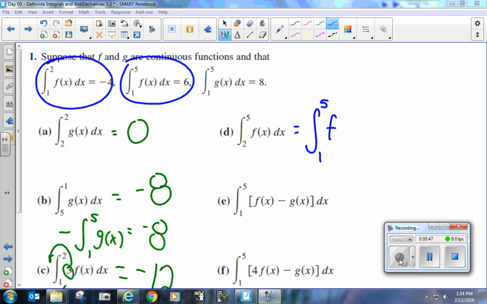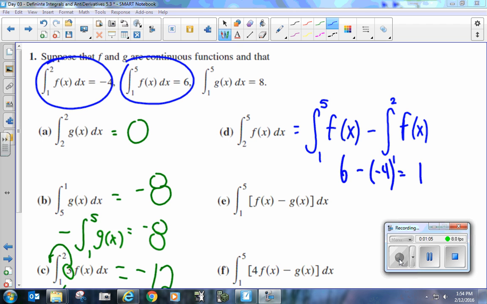And I need f of x, and you're correct, and I need to subtract from 2 to 1, which would be, and what are these values? 6 minus -4, which would be 10, you're saying. I like it. Can you guys see another way to do this? There's actually another way that requires 2 of the rules I just showed you.